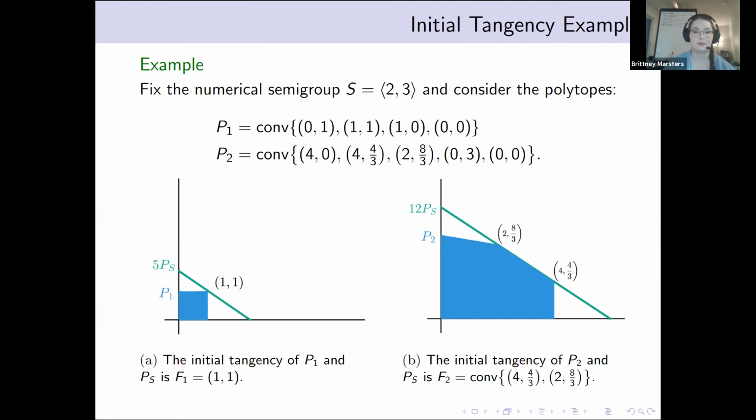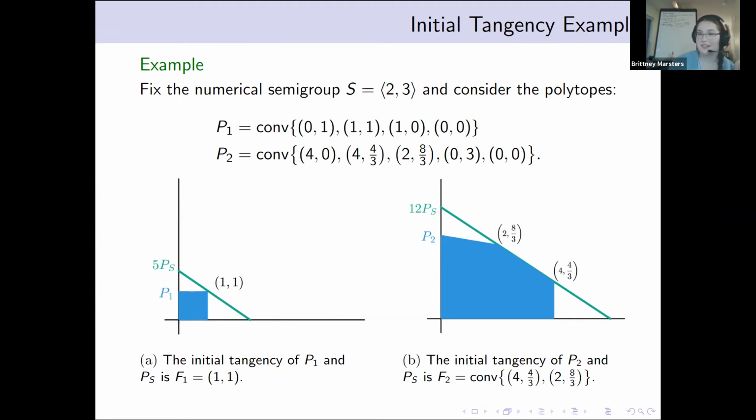So let's look at some examples. We can fix the numerical semigroup 2, 3, and we're going to consider these 2 polytopes that induce a norm, as we can see pictured here. Well, in this case, we have to dilate our numerical semigroup polytope by a factor of 5, and that initial intersection is just going to be that single point there. Okay. Well, over here, if we dilate our numerical semigroup polytope by a factor of 12, we see that this intersection is a proper face of our polytope.